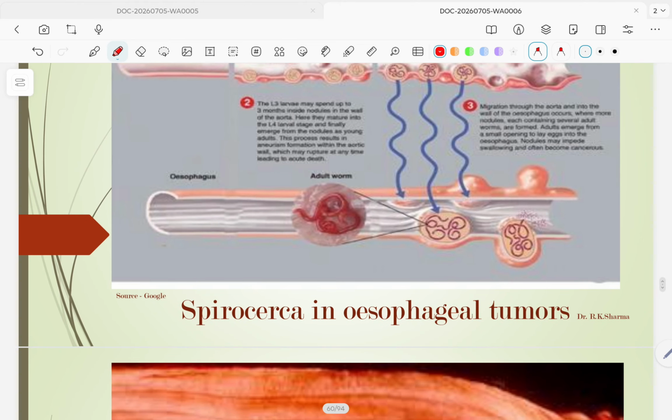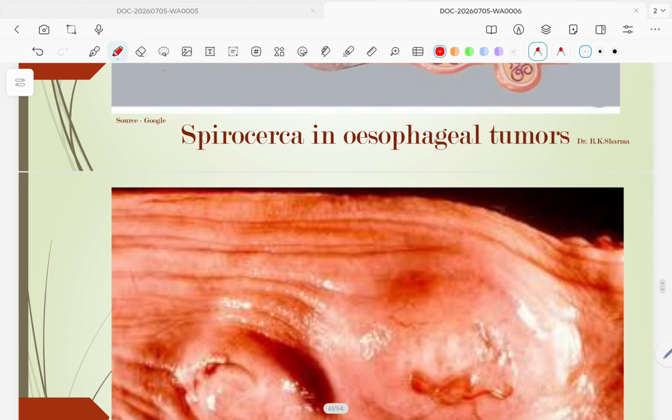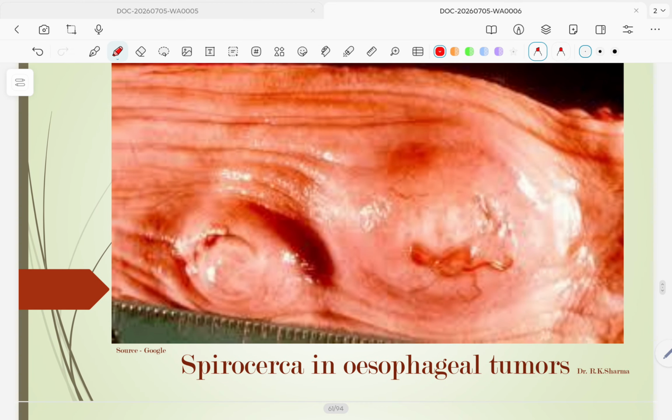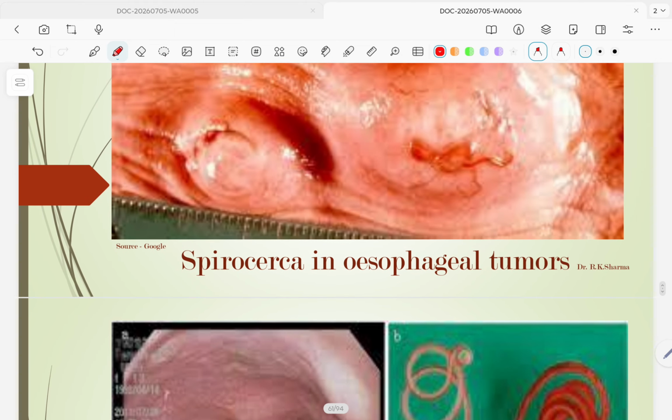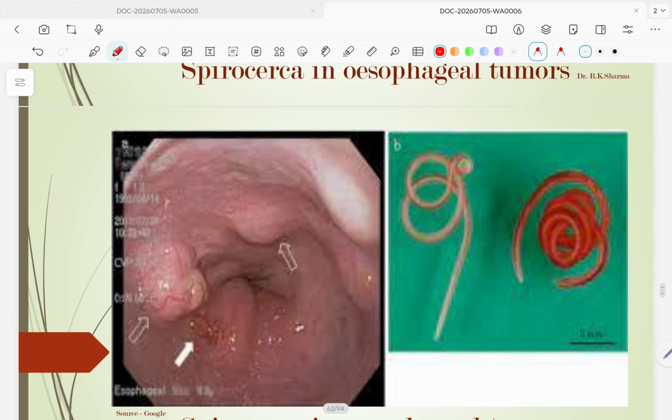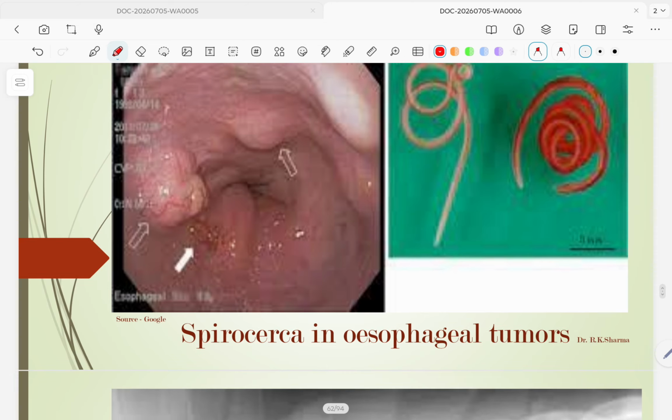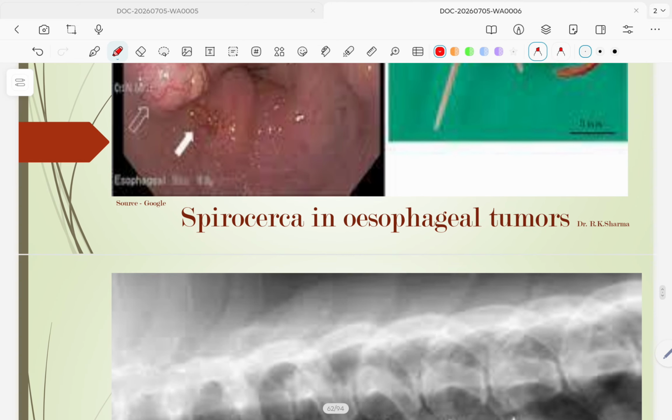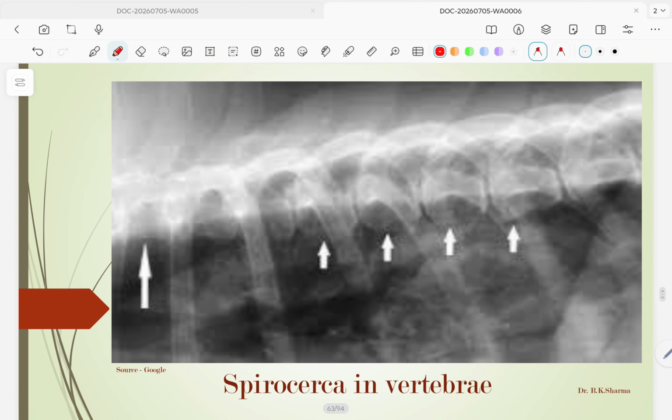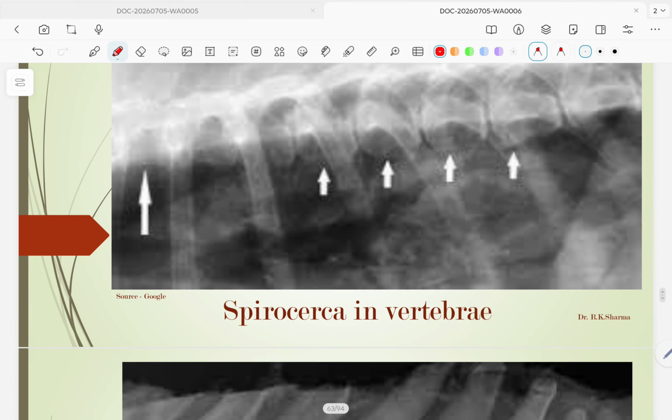Spirocerca in esophageal tumor. Spirocerca in vertebrae.